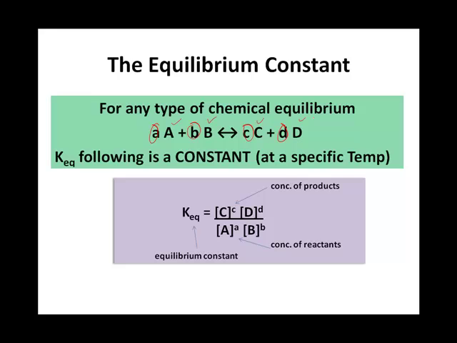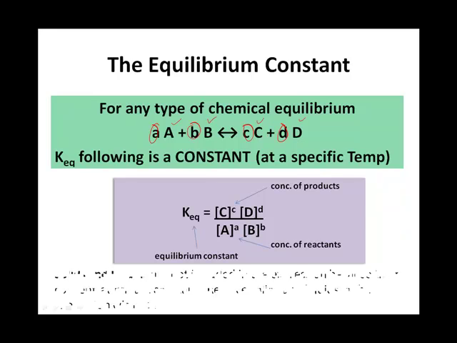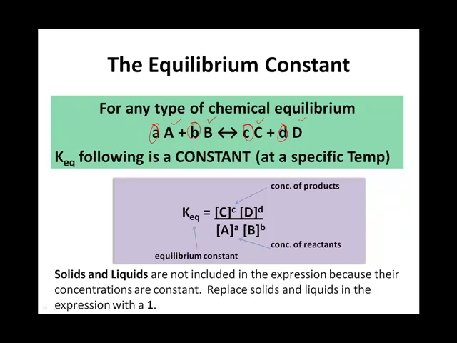When we write an equilibrium expression, KEQ is the constant that you're trying to calculate. And how do you calculate it? It's the concentration of products multiplied by the power of the number of moles divided by the concentrations of the reactants to the power of their number of moles. Solids and liquids are not included in the expression because their concentrations are constant. So when we are given a solid or a liquid in a reaction, we're just going to simply replace it with the number 1.